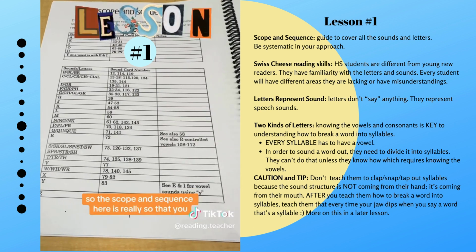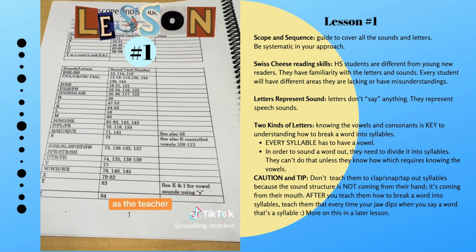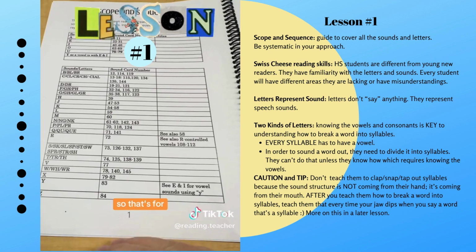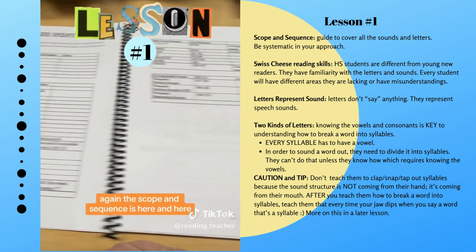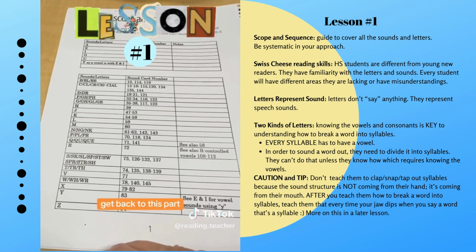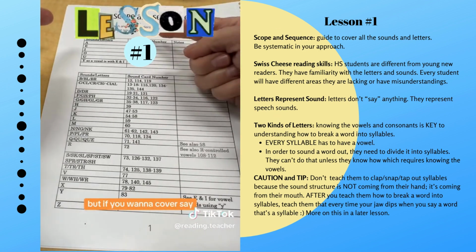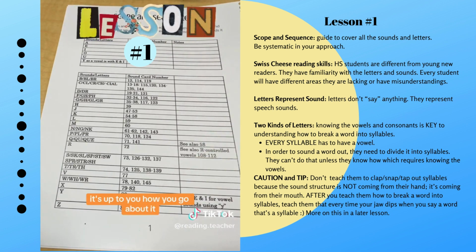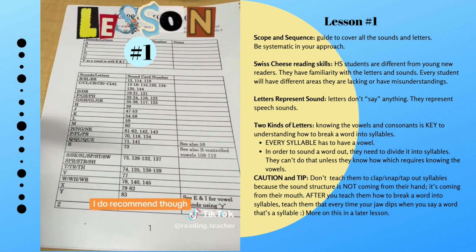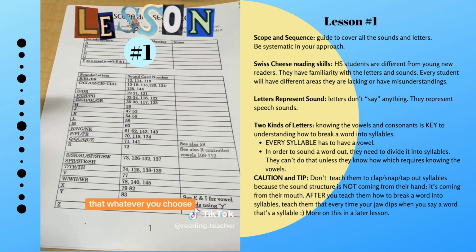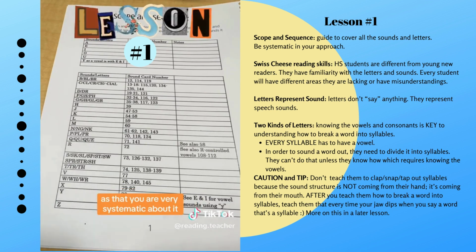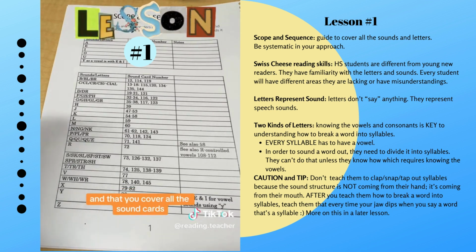So the scope and sequence here is really so that you as the teacher can know where the sound cards are located. I usually go in order. But if you want to cover, say, all of the vowels first, you can do that. It's up to you how you go about it. I do recommend, though, that whatever way you choose to go through this scope and sequence, you are very systematic about it and that you cover all the sound cards.